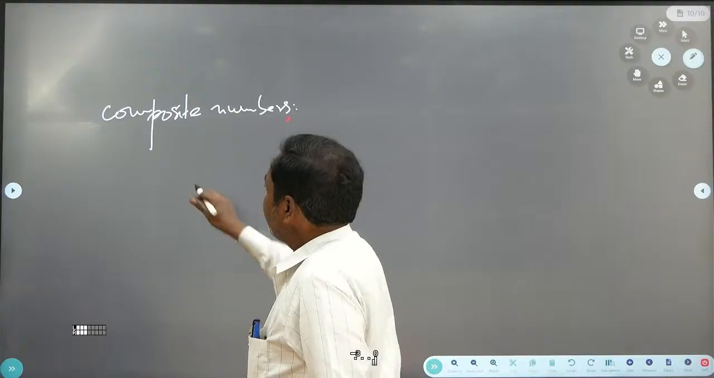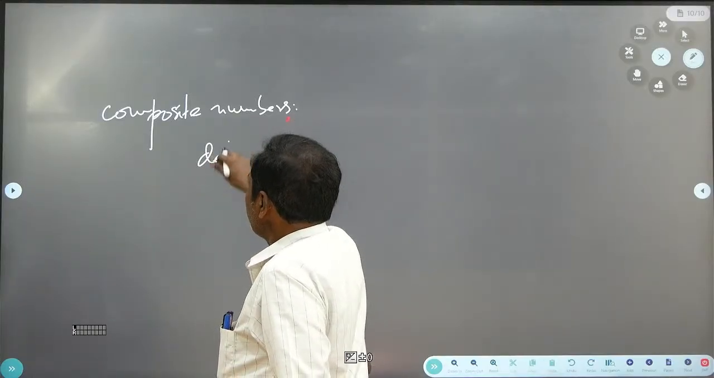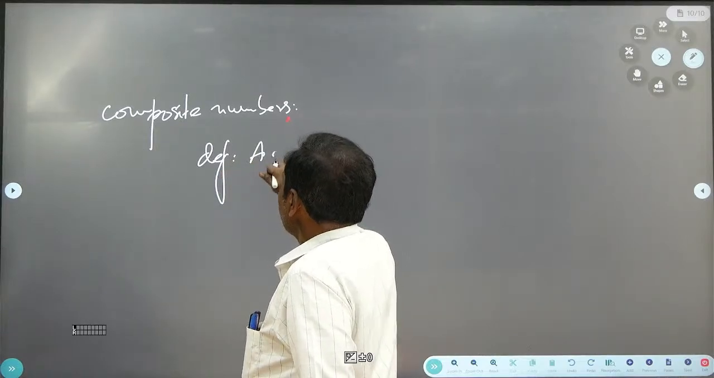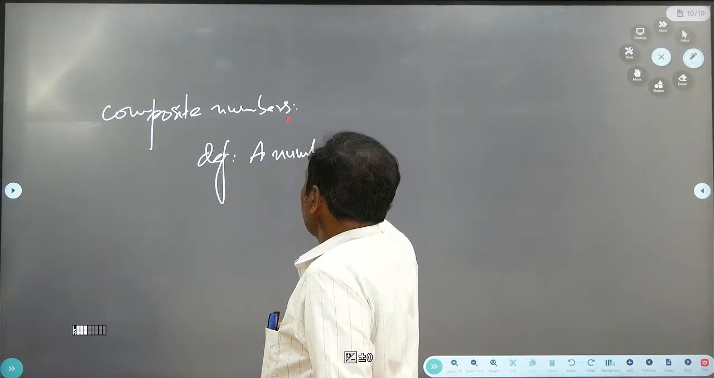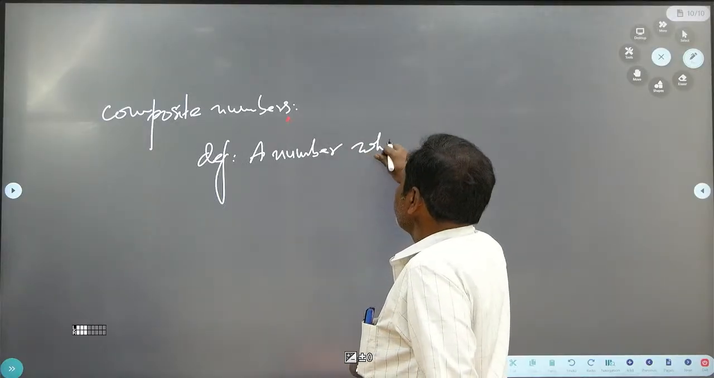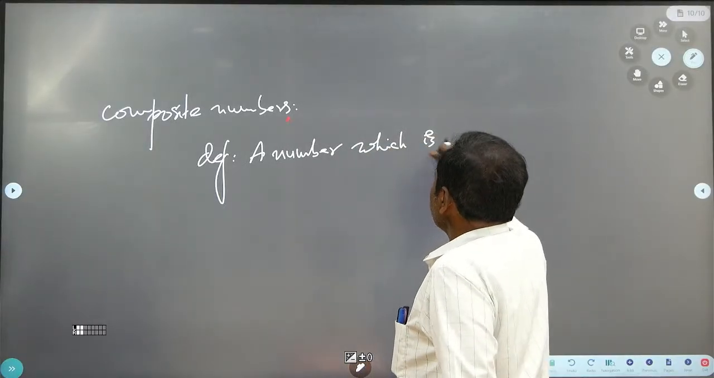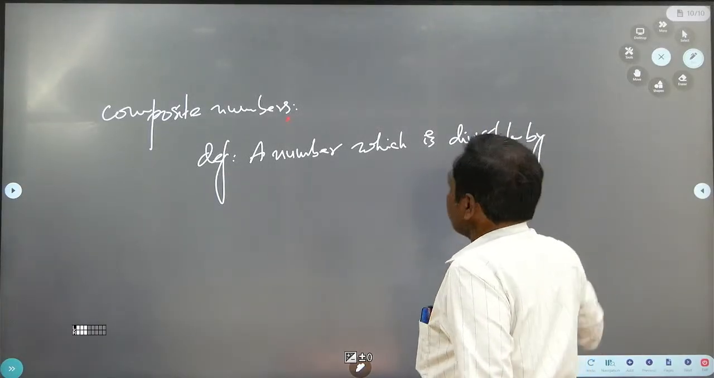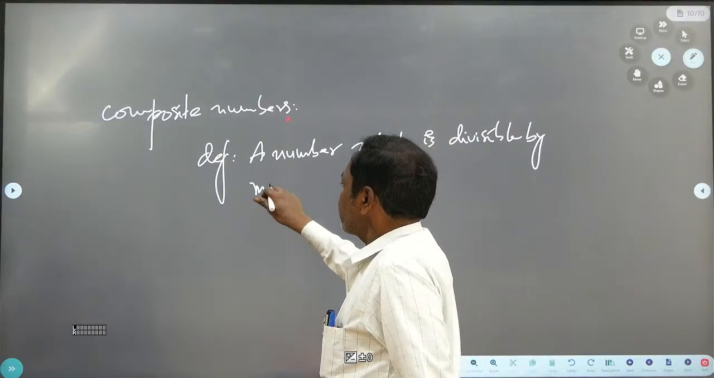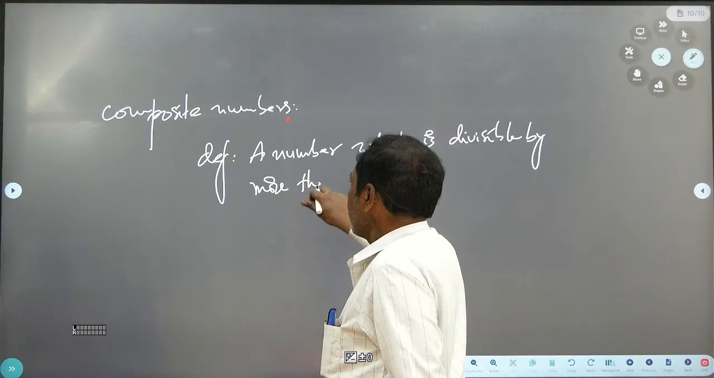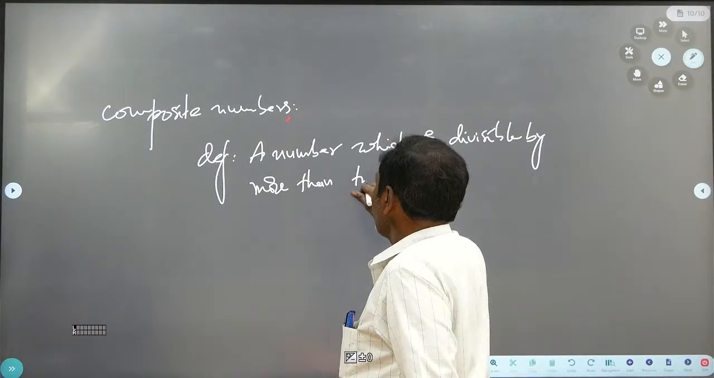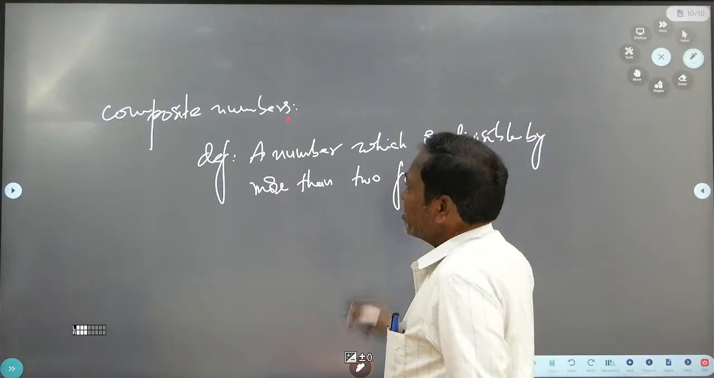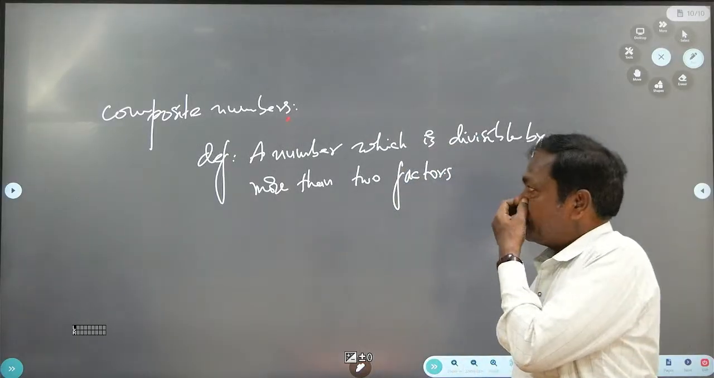So the composite number definition is: a number which is divisible by more than 2 factors. That is a simple definition, right? More than 2 factors.